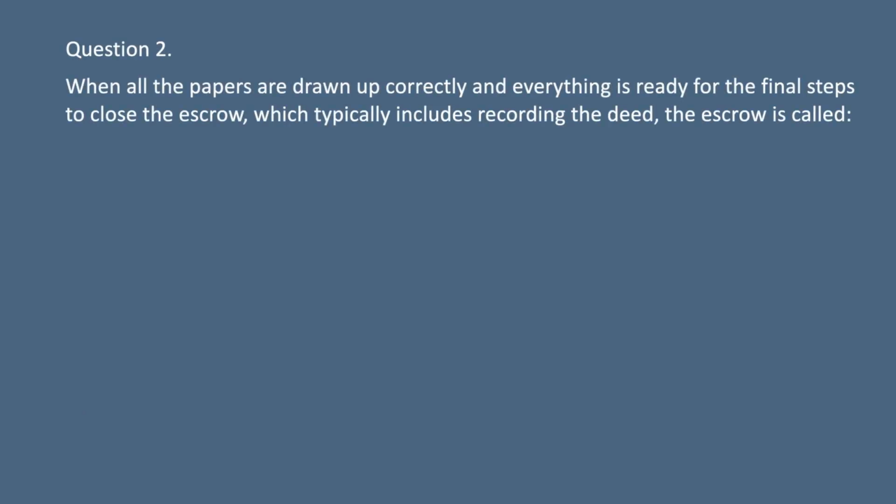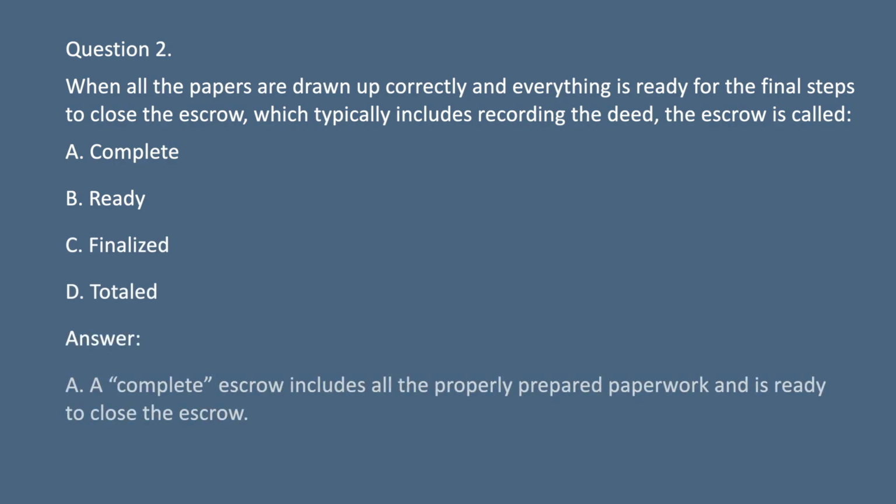Question 2. When all the papers are drawn up correctly and everything is ready for the final steps to close the escrow, which typically includes recording the deed, the escrow is called A. Complete. B. Ready. C. Finalized. D. Totaled. Answer. A. A complete escrow includes all the properly prepared paperwork and is ready to close the escrow.